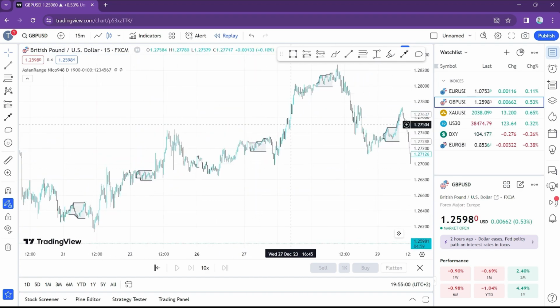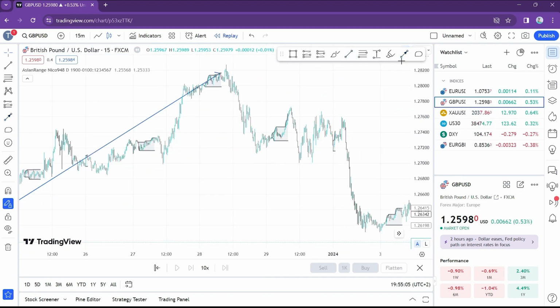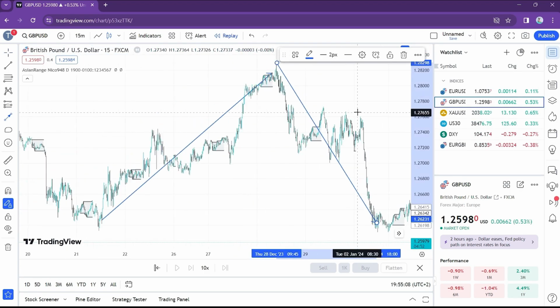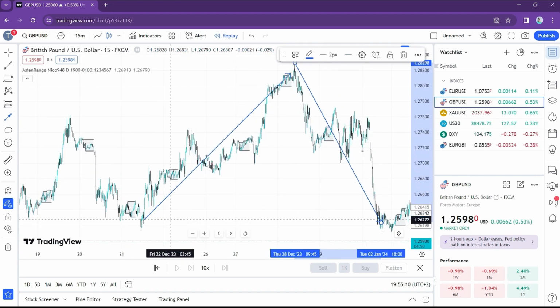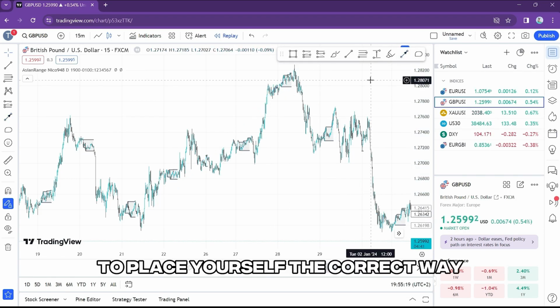As you can see again here, this is a bullish market, this is a bearish market, so every type of trader, even if you want to go long, you can make money going long. If you want to go short, you can make money going short. You just have to place yourself the correct way.